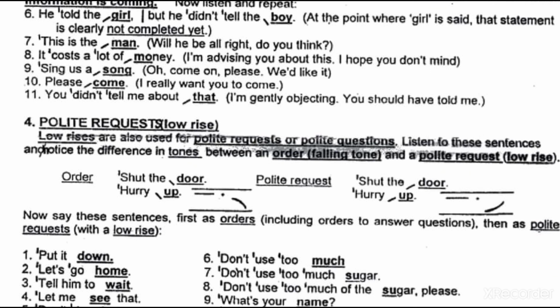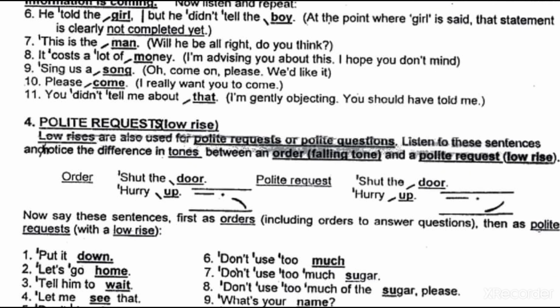Number 7. This is the man. So here maybe the sentence is not complete, or we have a doubt. Number 8. It costs a lot of money. So maybe I'm advising you about this. I hope you don't mind. Okay? Maybe I'm convincing you not to buy this thing because it costs a lot of money.